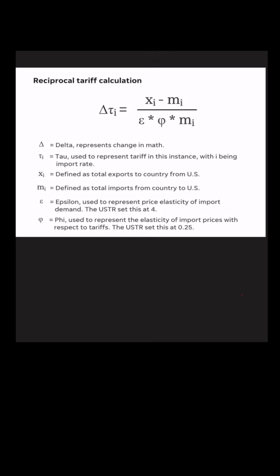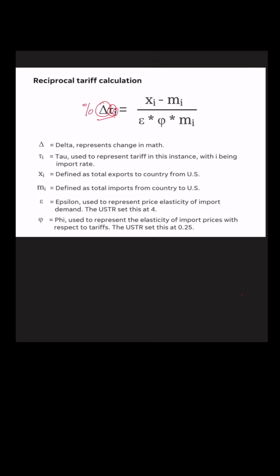Starting off with the symbols. Now, the delta is a change. It's a change in math. So they are changing something, which would be the tau. The tau is represented as a percent of the tariff rate. So this is going to be the change in tariff rate represented as a percent.